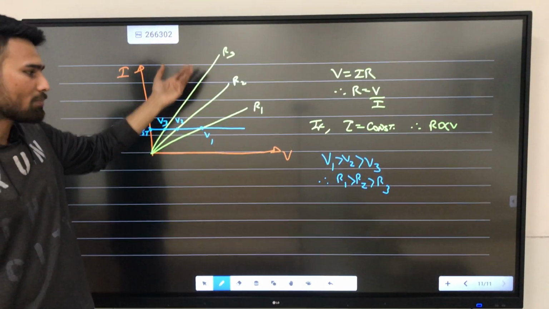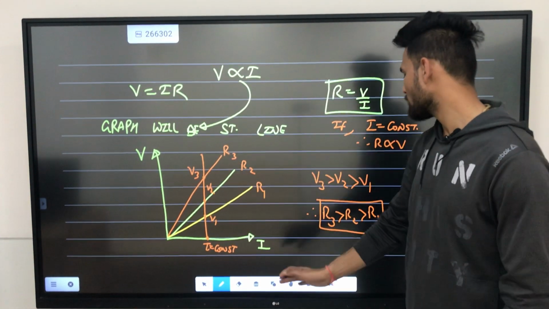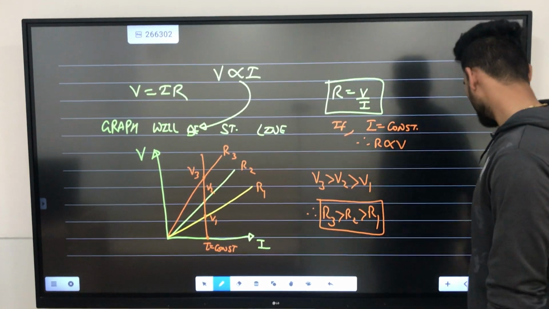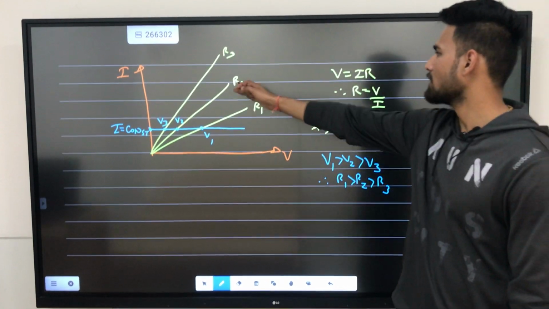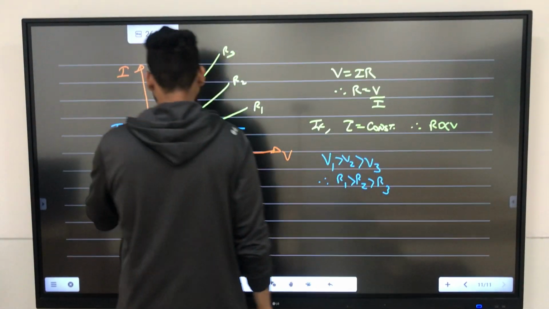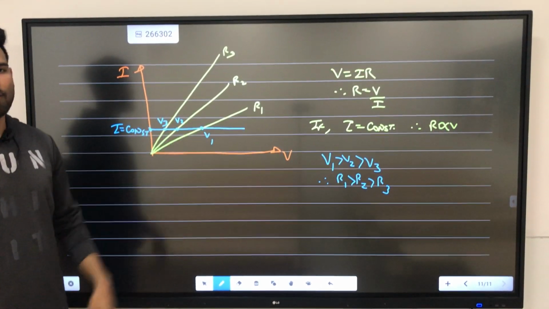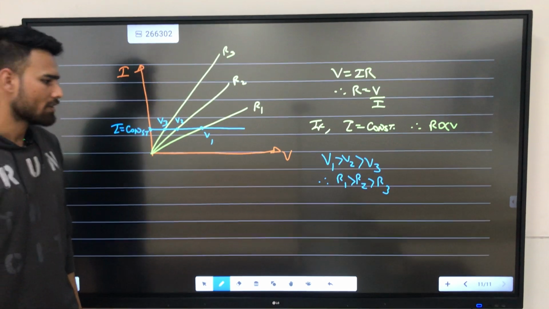But what was happening in the previous case? It was just reversed. Now here we can say that R3 was greater than R2 and R2 was greater than R1. But what happened in this case? R1 is greater than R2 and R2 is greater than R3. Am I clear or not? So in this particular manner, we can find out the relation between the resistances of the different graphs. Yes? Okay.